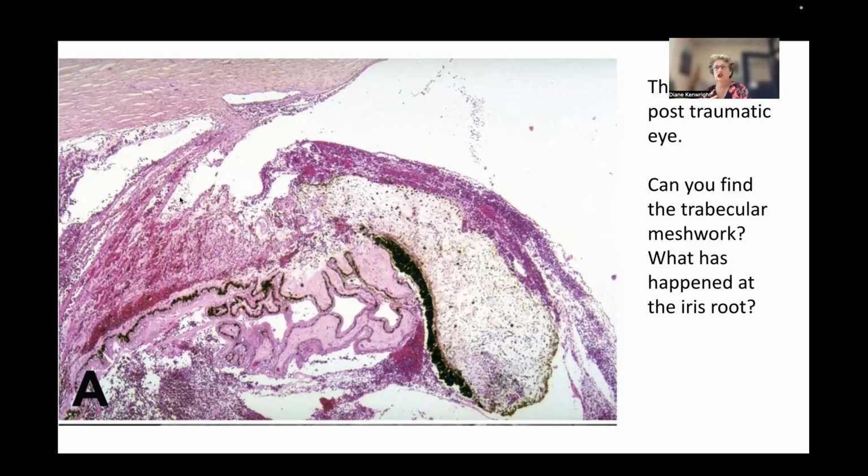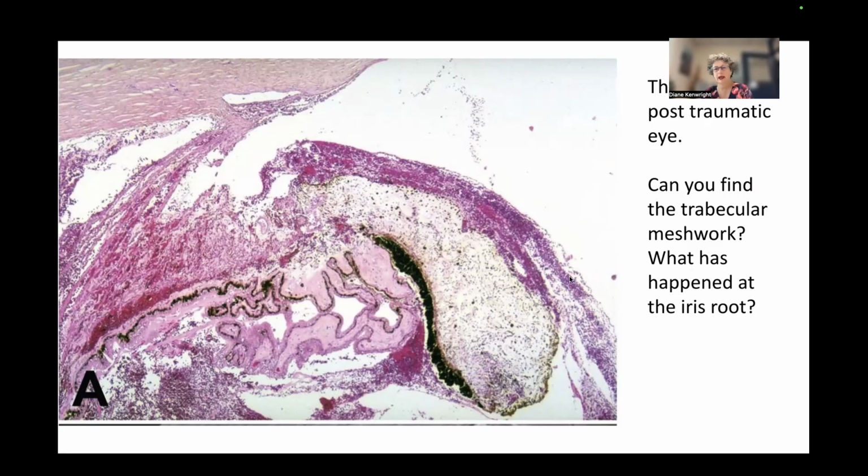there's a change in the shape of the globe, and the fluid in the anterior chamber can be forced into this gap, which maintains it. And I'm not quite sure how it mechanically disrupts the trabecular meshwork, but it does. Okay, let's think about other causes.